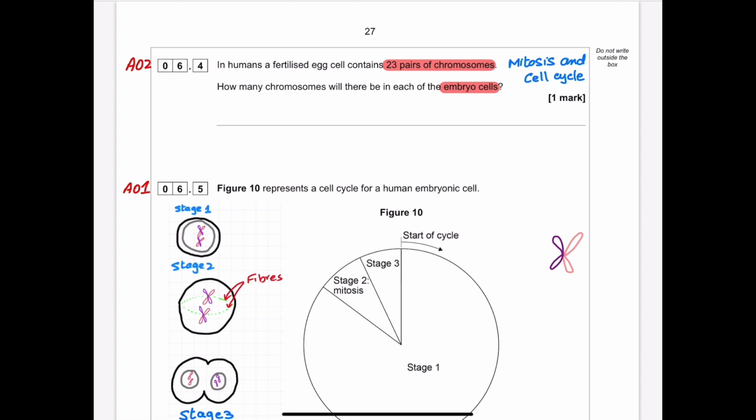6.4 is an EO2 question. In humans, a fertilized egg cell contains 23 pairs of chromosomes. How many chromosomes will there be in each of the embryo cells? It is mentioned that every single cell has 23 pairs of chromosomes. So the number of chromosomes in each embryo cell is 2 times 23, because each pair has 2 chromosomes and there are 23 pairs. So 2 into 23 means there are 46 chromosomes present in each embryo cell.